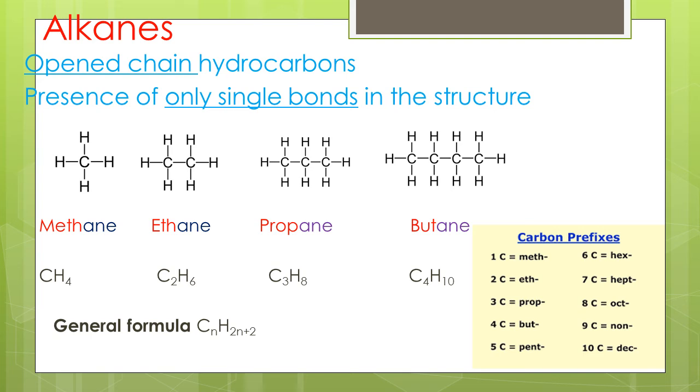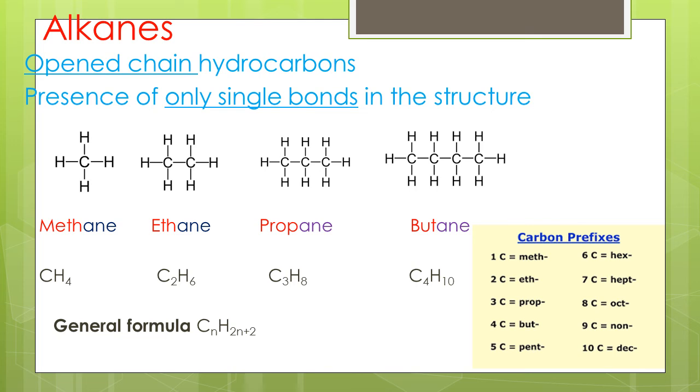Same is the case for ethane. How many carbon atoms are present? 2. Double of 2 is 4 and 4 plus 2 is 6, and that is the number of hydrogen atoms present in the structure. If you observe all the other structures, you will find the same. Always the hydrogen atoms are double plus 2 the number of carbon atoms.